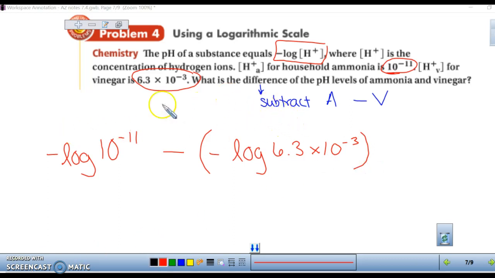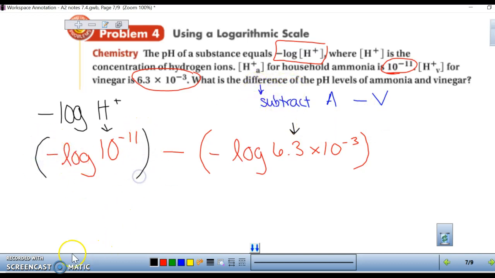What I just did is I put our hydrogen ions into our equation, which is negative log of our H plus ions. It said ammonia's ions were 10 to the negative 11, so I plugged that in for ammonia. And then I plugged 6.3 times 10 to the negative 3 in for vinegar. And we want to know the difference, so we're subtracting those two values.